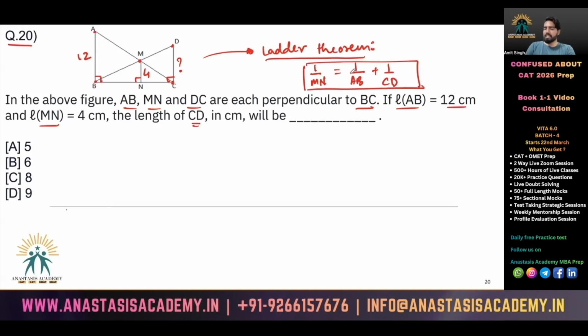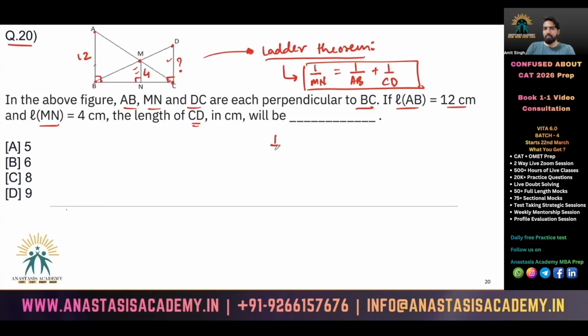So how do we get this relation? We get this relation by using the property of similarity. You can see triangle BMN is similar to triangle BCD, so we can relate these two lengths. And in triangles CNM and CBA, we can relate these two lengths, correct? So we can apply the concept of similarity to arrive at this relation, which is commonly known as the ladder theorem. So we can easily find the value of CD by using this theorem.